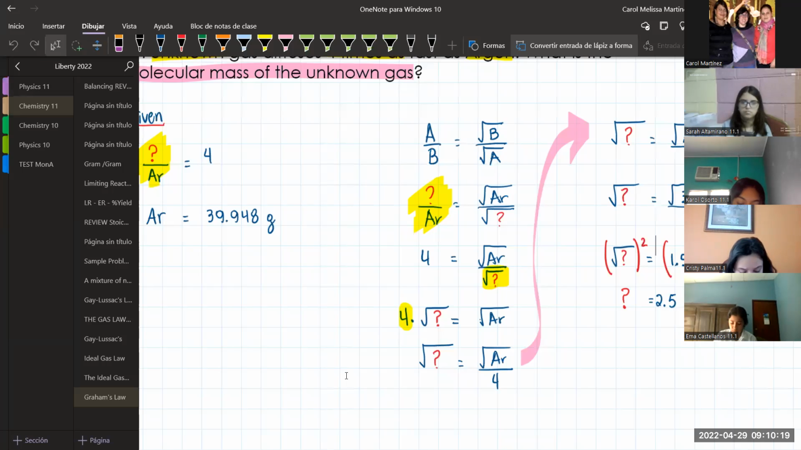And that's it. Here, this isolation takes a little bit longer, but in the end, the procedure is quite the same. Just remember that to get rid of the square root, all you need to do is raise it to the second power.